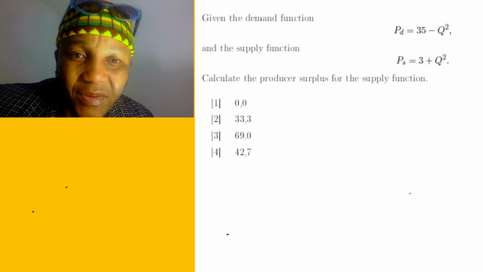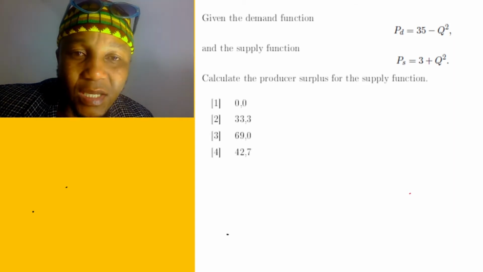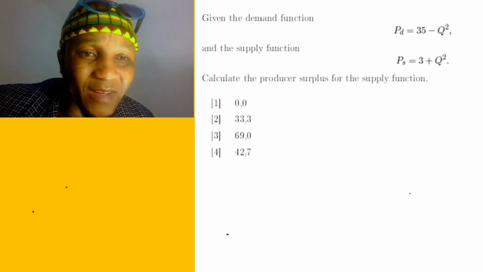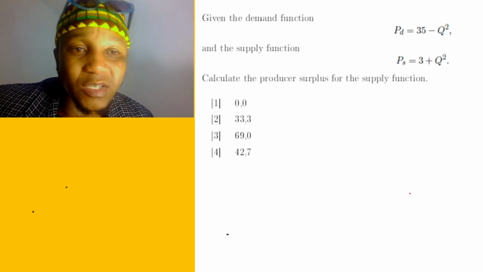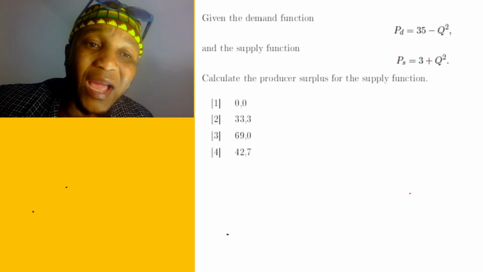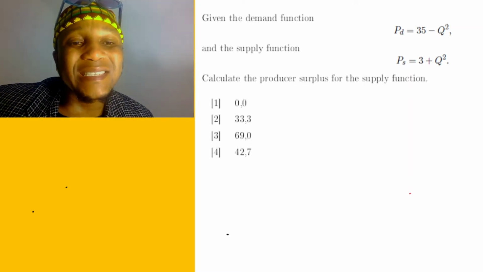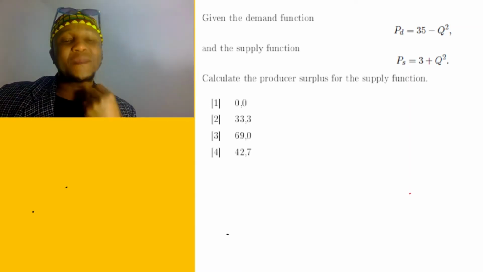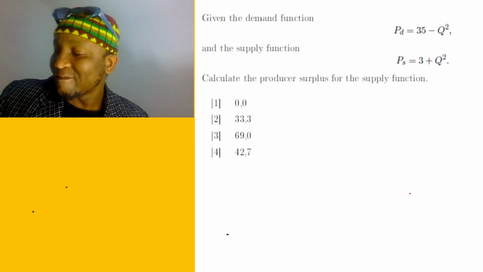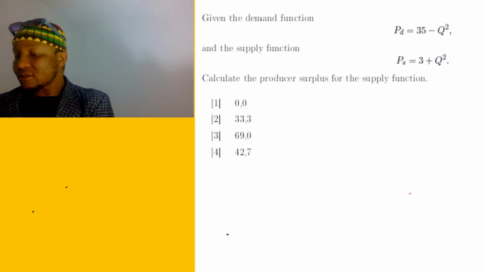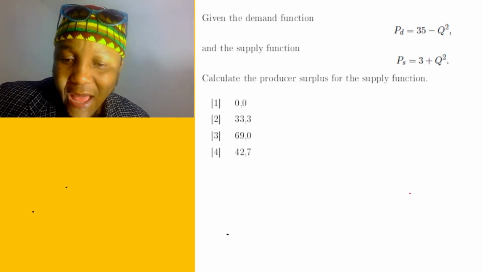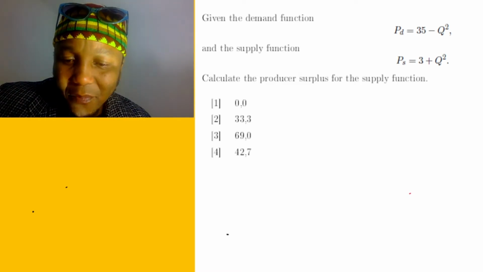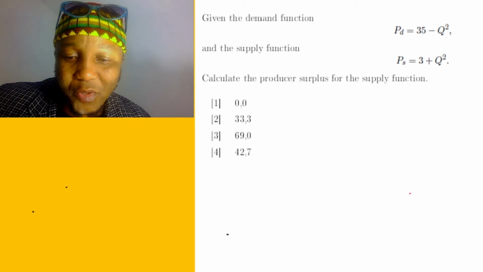Okay, so let's say given demand function PD. So we have two functions. The demand function, which is this one, function of demand, and then we have a supply function, which is P function of supply, which is 3 plus Q squared. Calculate the producer surplus. So we have two formulas. The first one is producer surplus, and another one is consumer surplus. Now, I'm going to show you both formulas, but we're going to stay focused more on producer surplus.